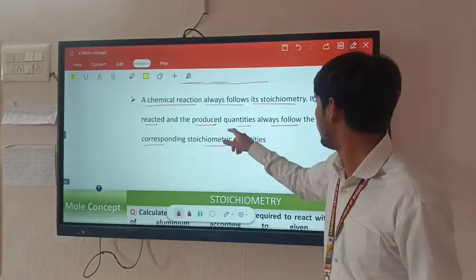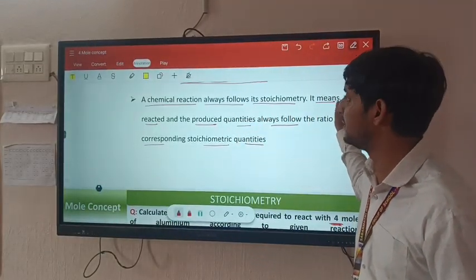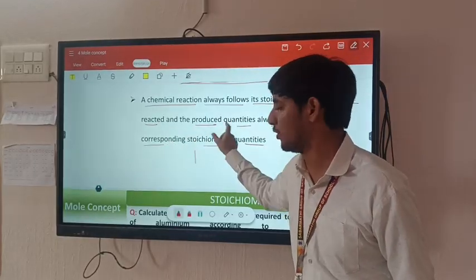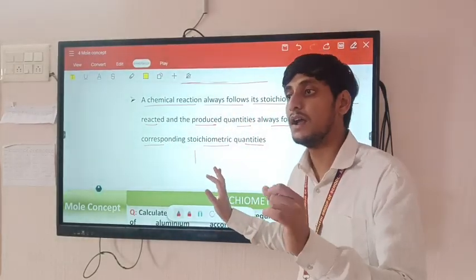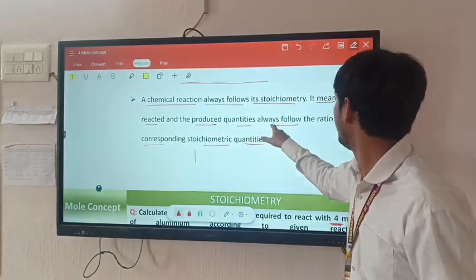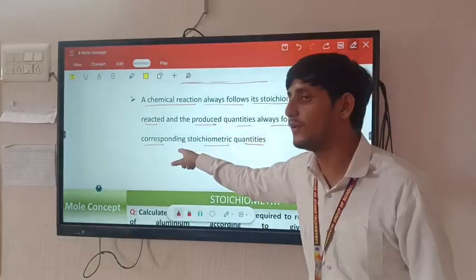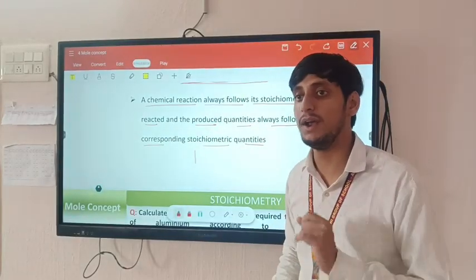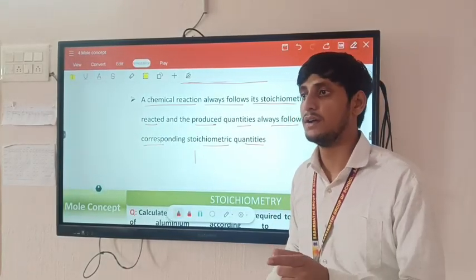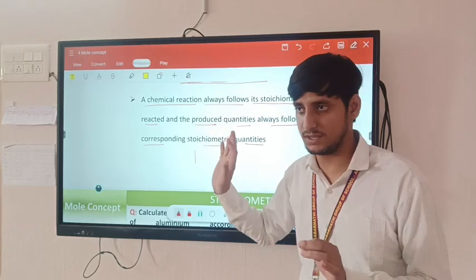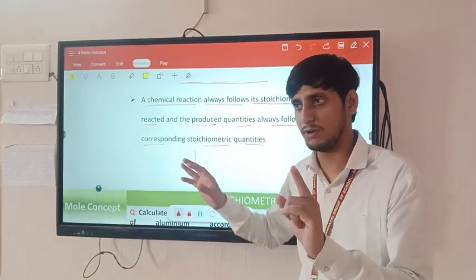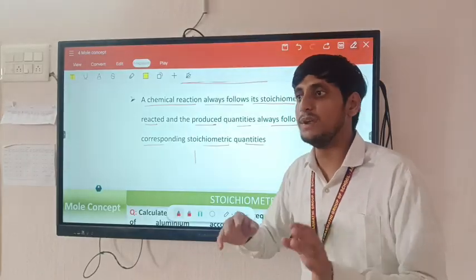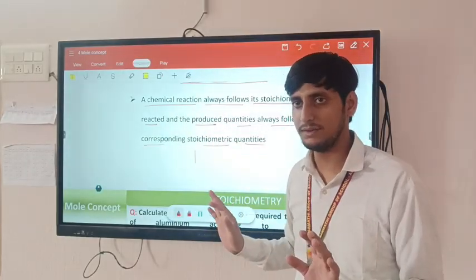The chemical reaction always follows the stoichiometry. It means the reactant and the product quantities always follow the ratio of stoichiometric coefficients. For example, 1 mole N2 is required to produce 2 mole of NH3, so always 1 mole is required to produce 2 mole. If you take 2 mole, it means 4 mole NH3.